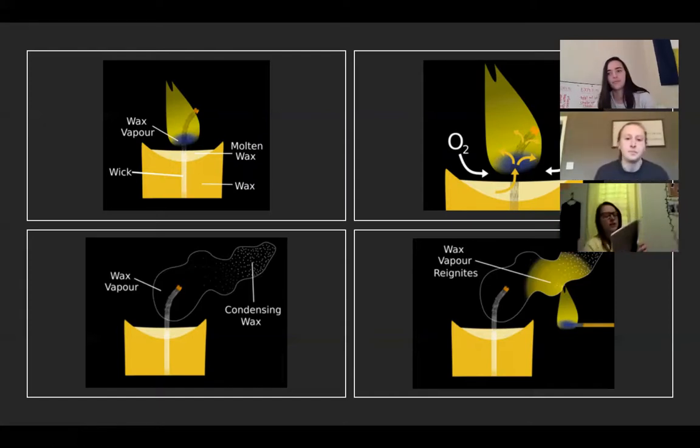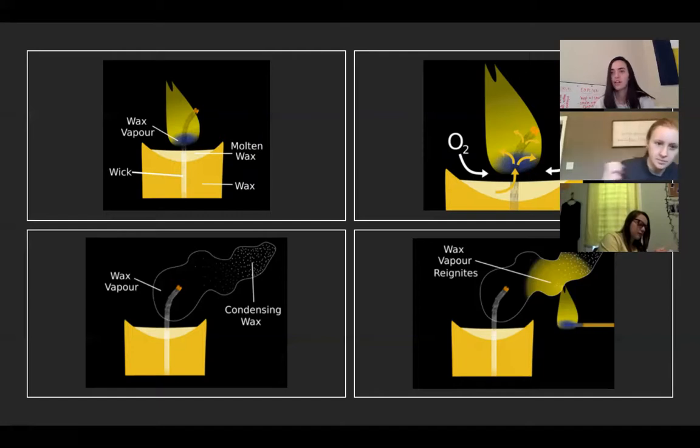Do you want us to draw this whole process? Nope, you just need to draw how a candle works. That's what I'm more looking at. So you don't need to draw how the two flames and how it relights. Yeah, you don't need to draw that. I'm more looking for this process of combustion. That's what my learning target looks at.